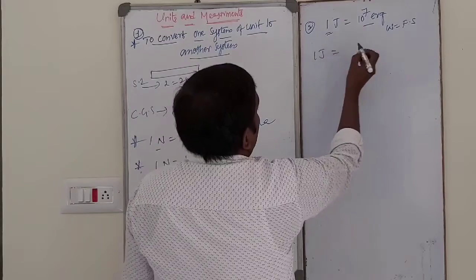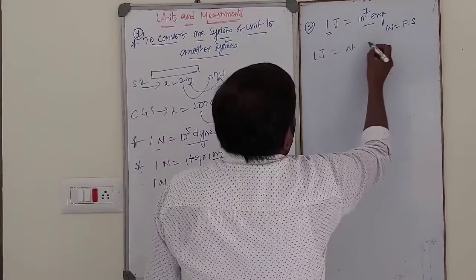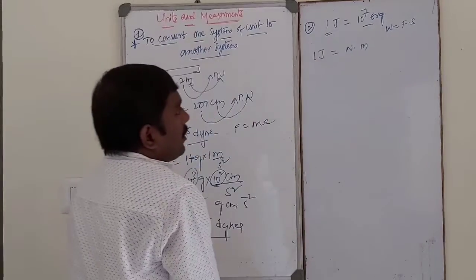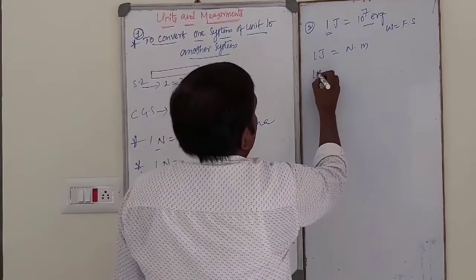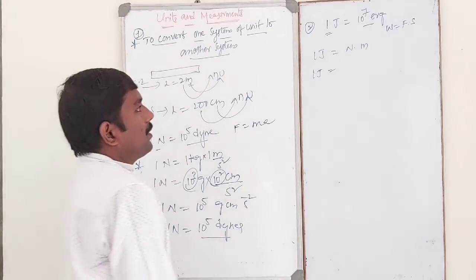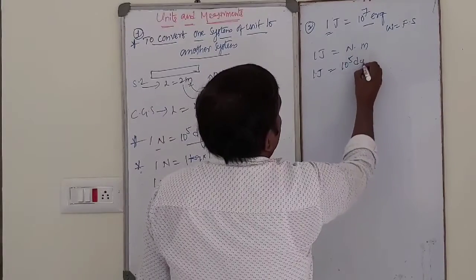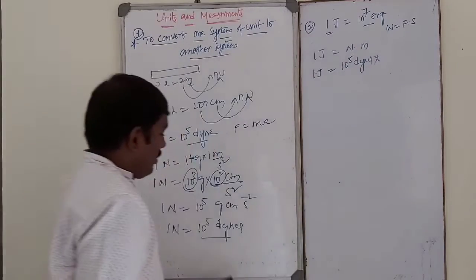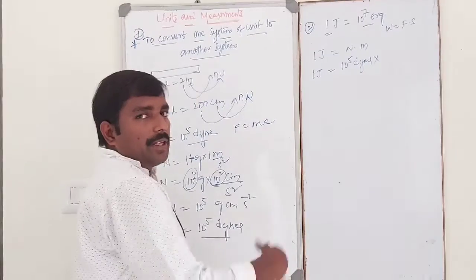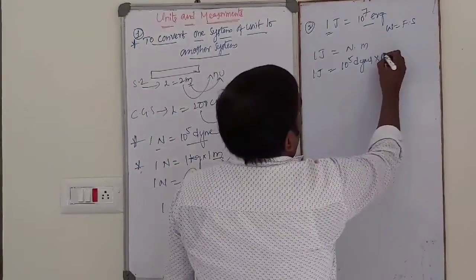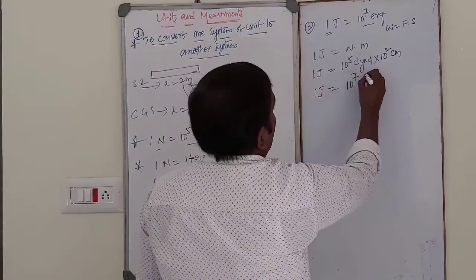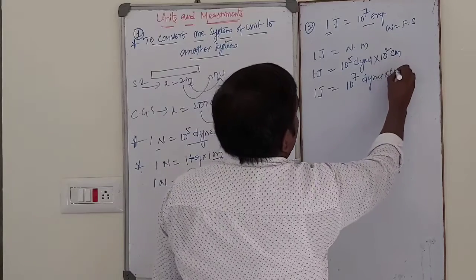So 1 joule is equal to force in newton and displacement in meter. These are the SI units. 1 newton is equal to how much? 10 power 5 dynes, as we already discussed. And meter, the SI unit, is converted into the CGS system, so 100 centimeters. So 1 joule is equal to 10 to the power of 7 dynes into centimeters.